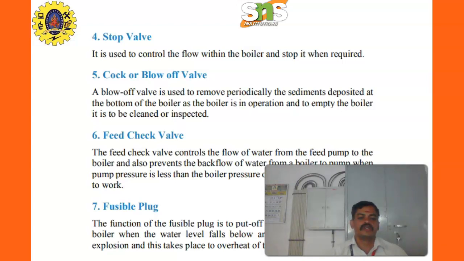The feed check valve controls the flow of water from the feed pump to the boiler. It also prevents the backflow of water from the boiler to the pump when the pressure is less than in the boiler or when the feed pump ceases. Next is the fusible plug.